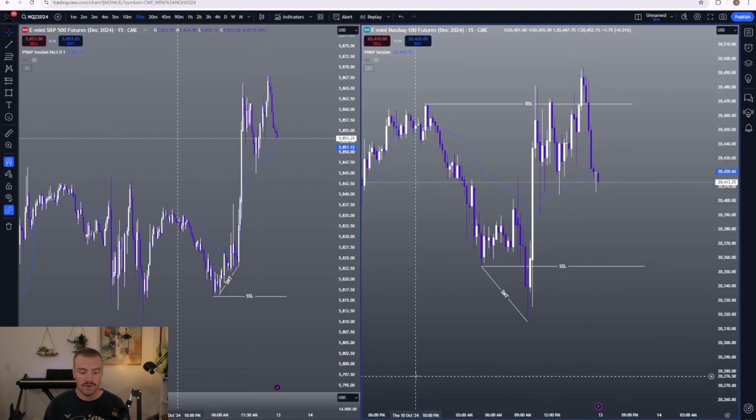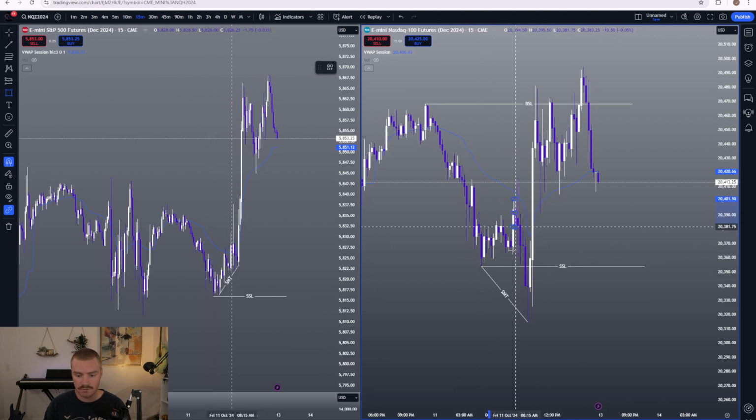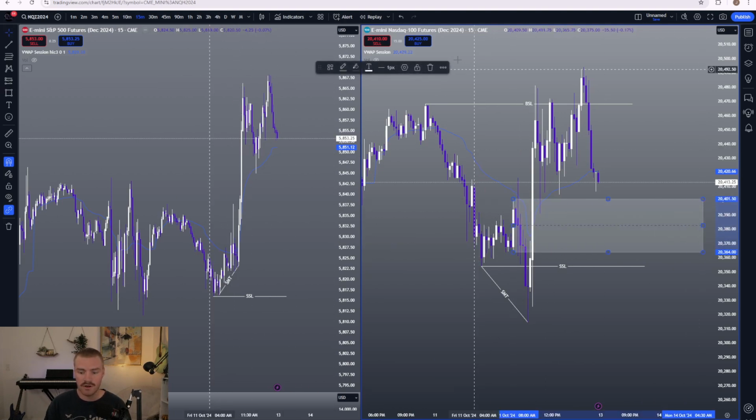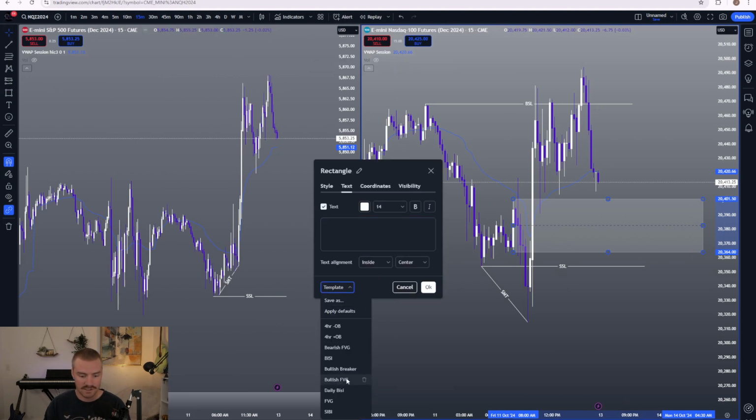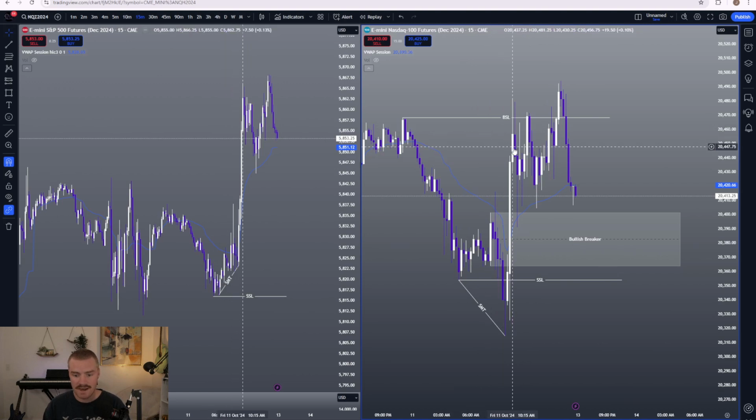So the first thing I'm going to do is chart out the highest up close candle on the first low to high. This is our highest up close candle right here. So this is our breaker block right here. So you can title this bullish breaker. Okay, we see that we traded back into it and then we saw an instant bounce right off of that.